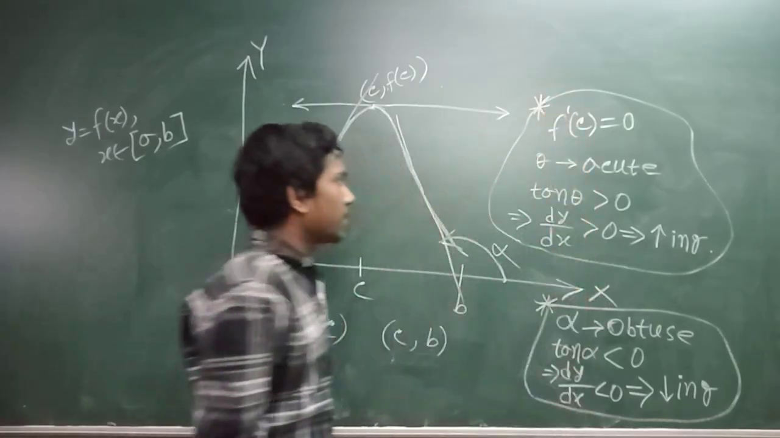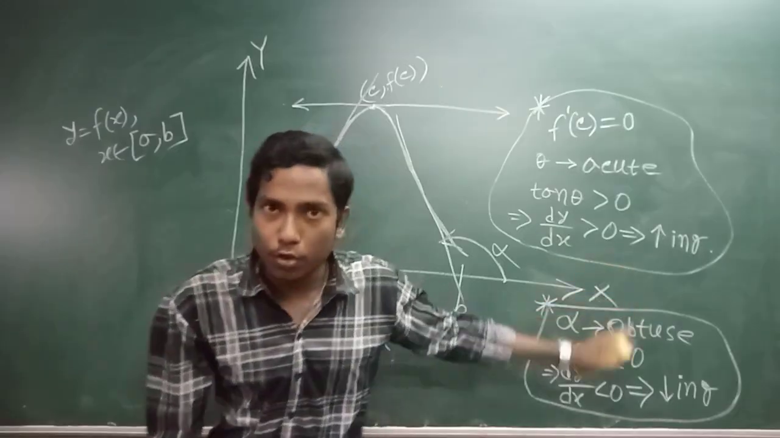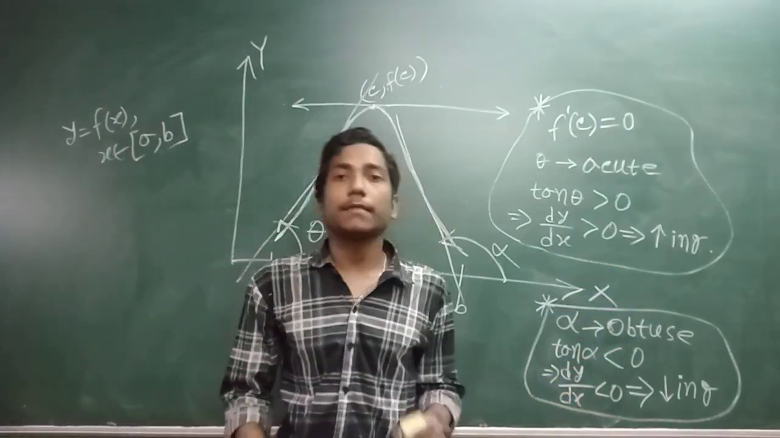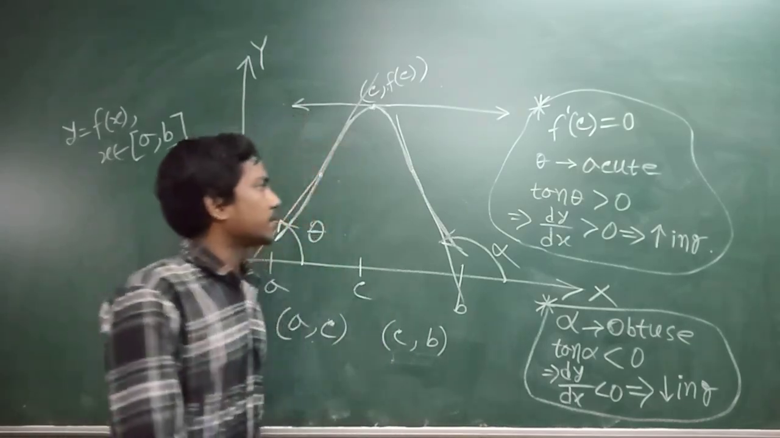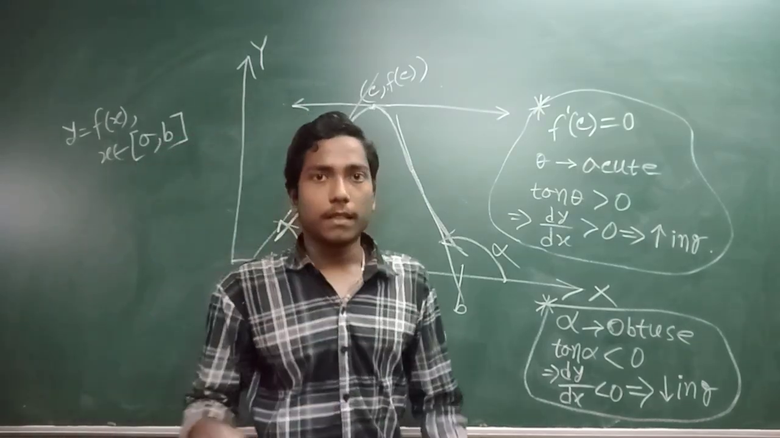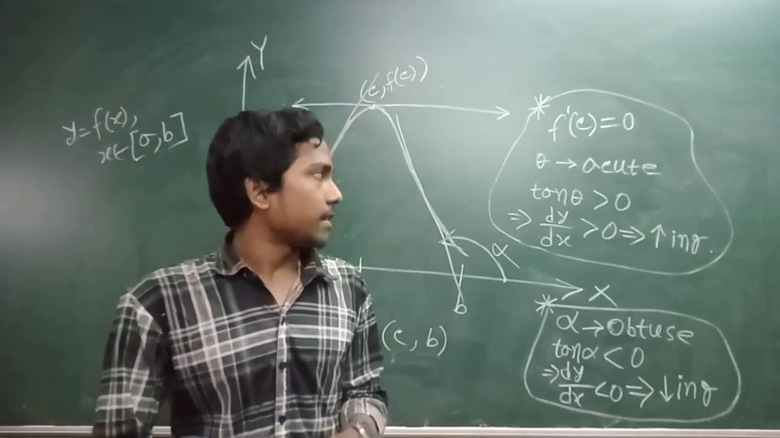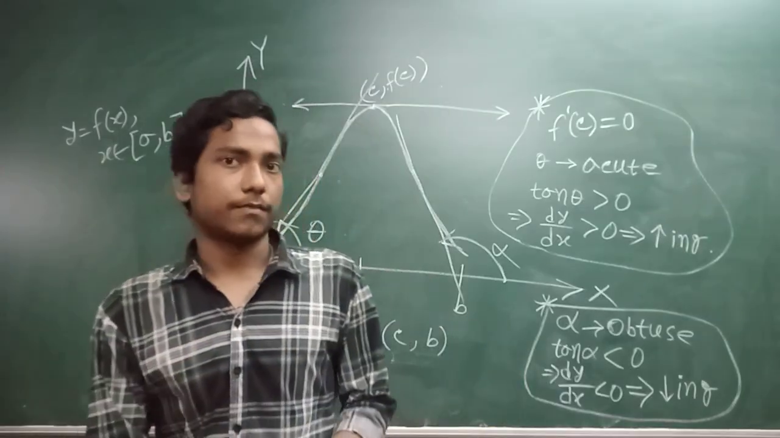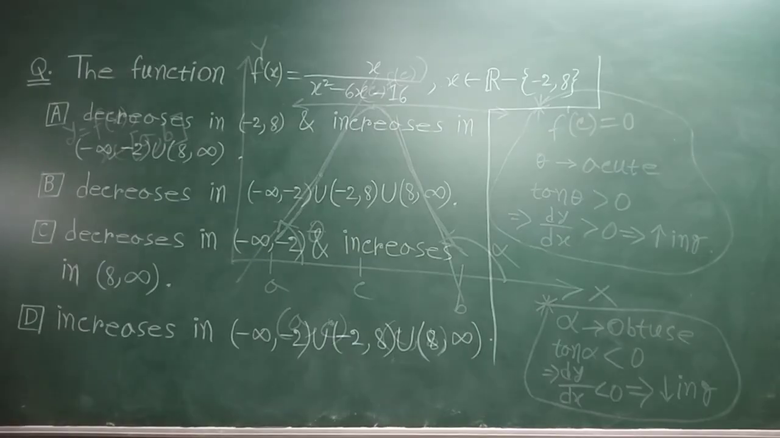If dy by dx is positive, that is, if the slope is positive, the function is increasing in nature. But if dy by dx is negative, the function is decreasing in nature. This is just the concept which we use to solve this question, which was asked in JEE Mains 2024. If you have understood this concept, you will be able to solve this very easily. So let's move forward to the solution. First, we should note it down.